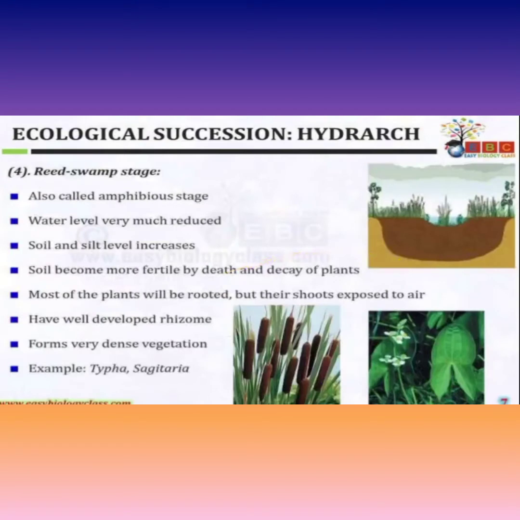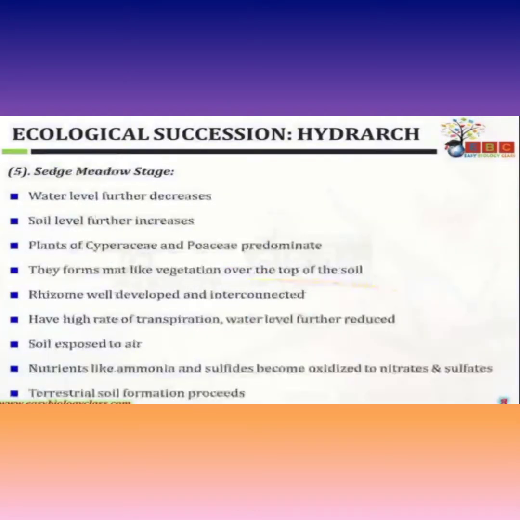Then the reed swamp stage. It is also called the amphibious stage. Water level is very much reduced, and soil and silt level increases. Soil becomes more fertile by the death and decay of plants of the first three communities. Most plants are well rooted, but their shoots are exposed to air. A well developed rhizome forms very dense vegetation, for example Typha and Sagittaria.